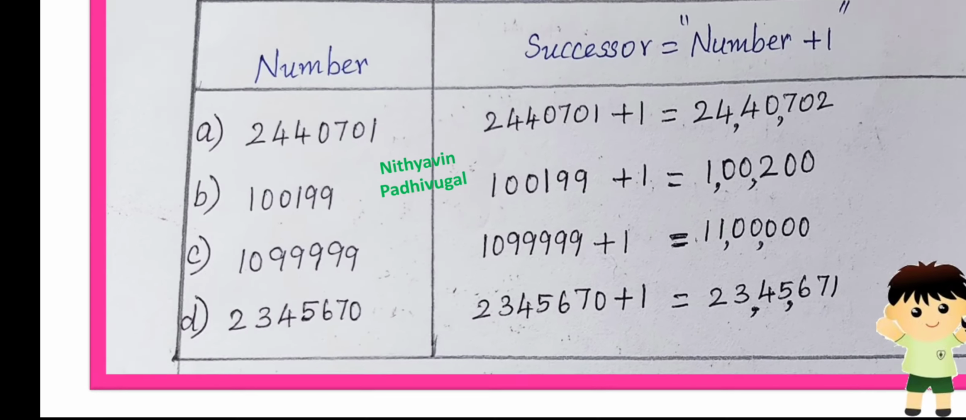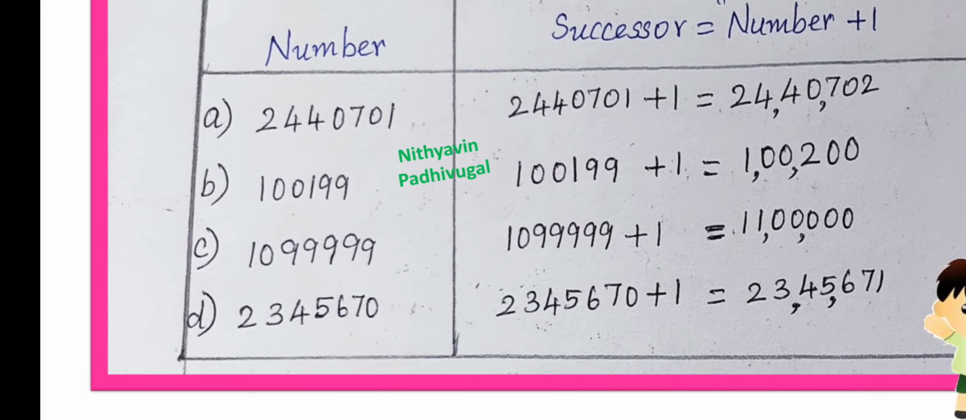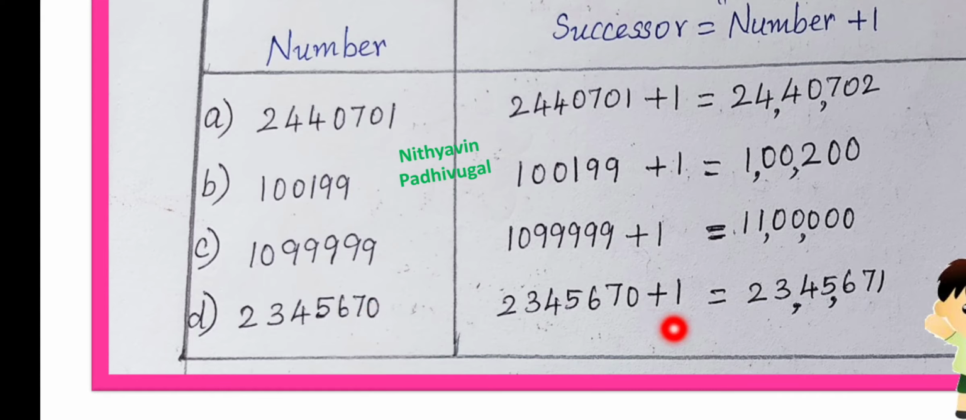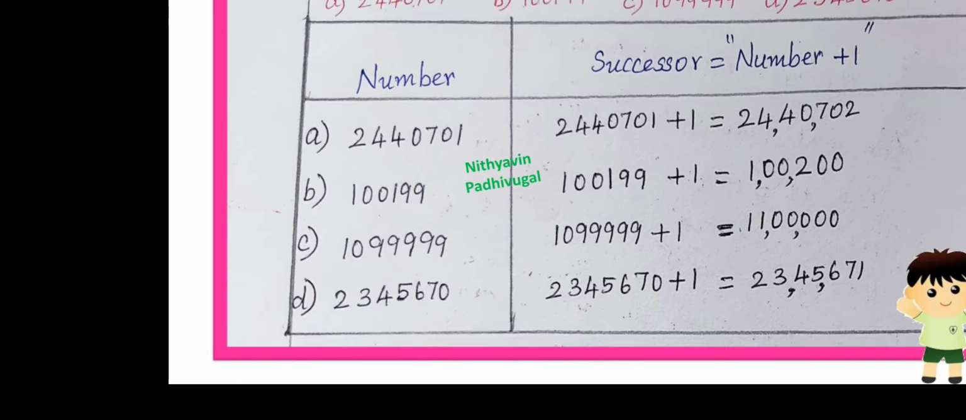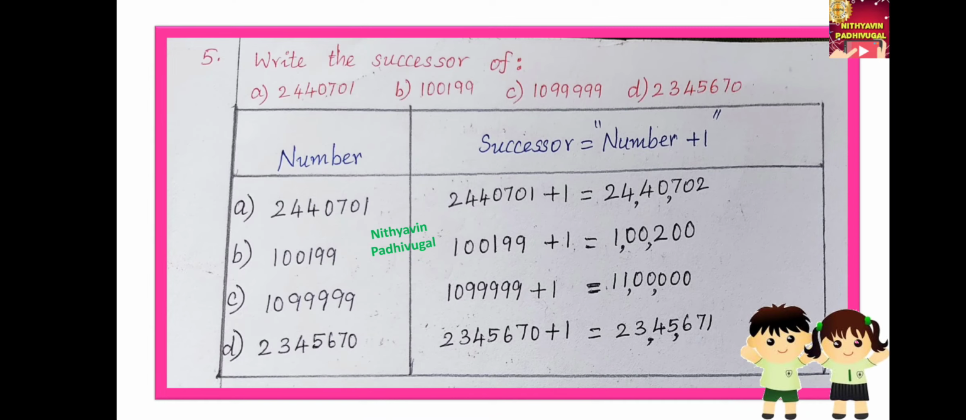Next, 23 lakh 45,670. Its successor is this number plus 1. So 70 plus 1 is 71. So 23 lakh 45,670 plus 1 is 23 lakh 45,671. Very easy. Successor means the next number. Predecessor means the previous number. Otherwise, successor is equal to the given number plus 1.